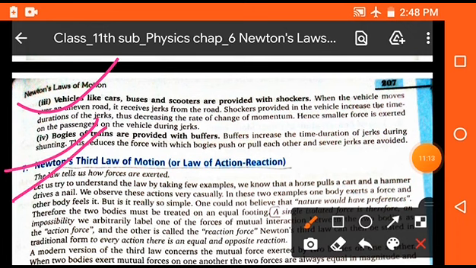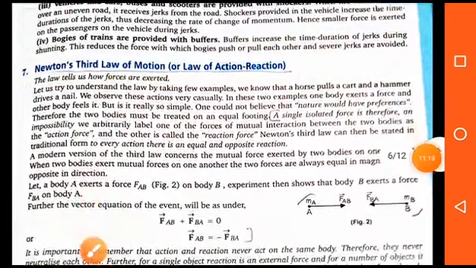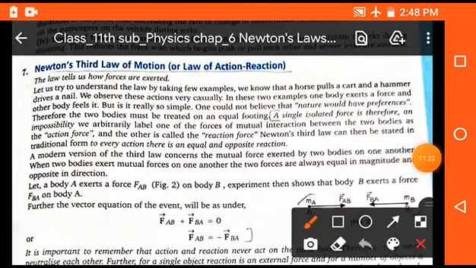Now students, we will discuss Newton's third law of motion. This is also known as the action-reaction law. It states that every action has an equal and opposite reaction. Means if we apply a force on any object, then that object also applies the same amount of force in the opposite direction. We can also write F AB plus F BA is equal to 0. Means the total force, or the resultant of the force on the system, remains constant, which is 0.